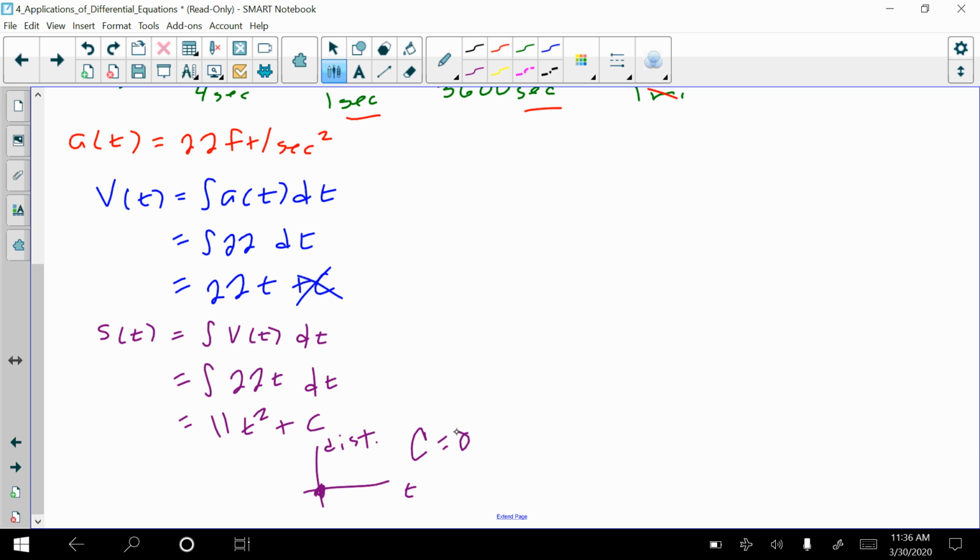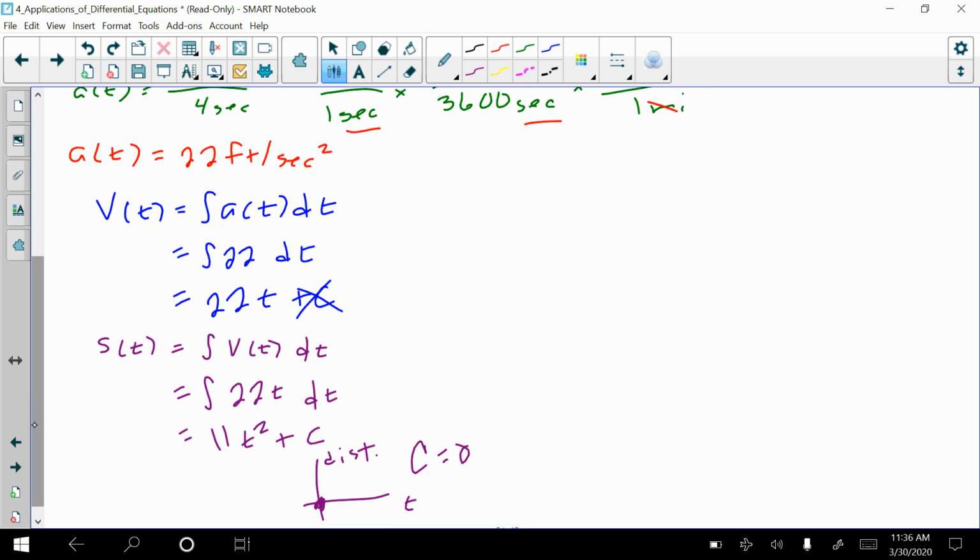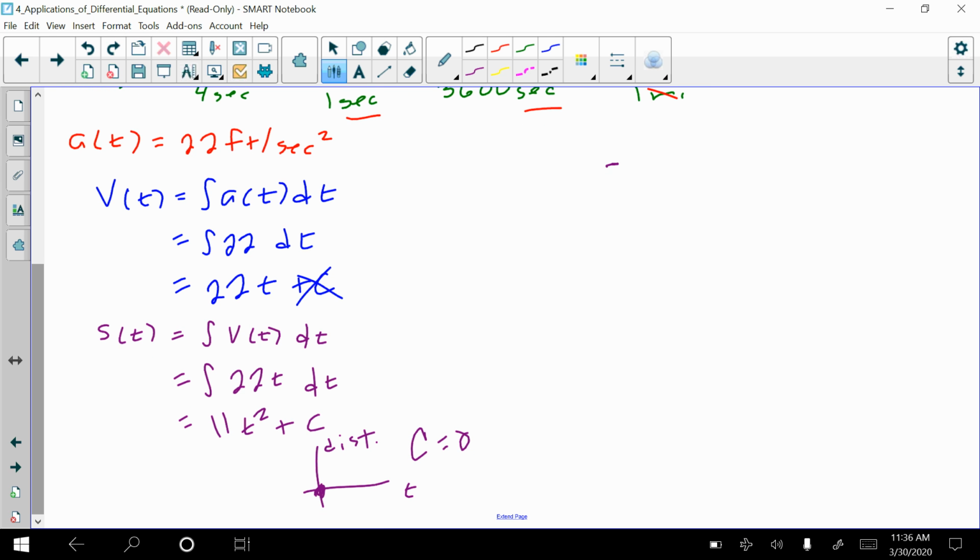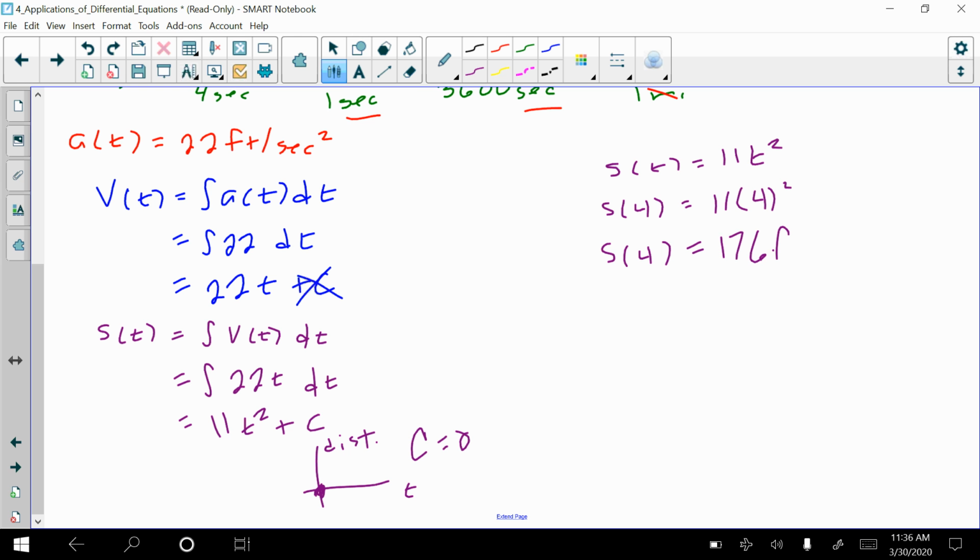So we have a position function of 11t squared, so I have s of t to be 11t squared, and now we want to know how far did he go in those 10 seconds. So here I'm going to say s of 4, and we'll say 11 times 4 squared, so 11 times 16 gives us 176 feet in the 4 seconds.